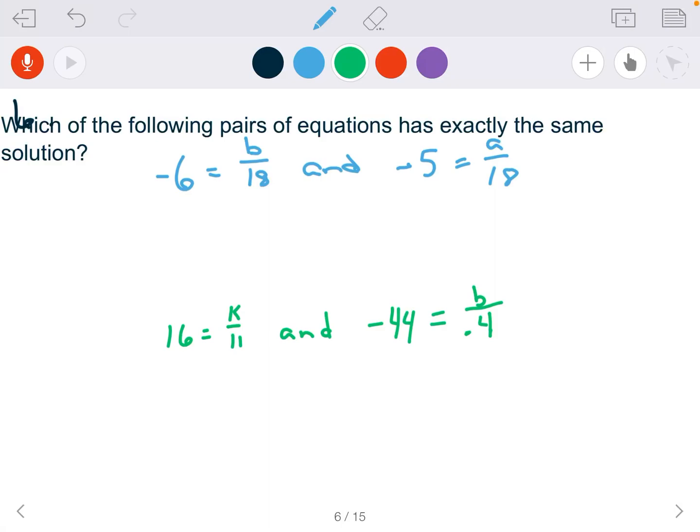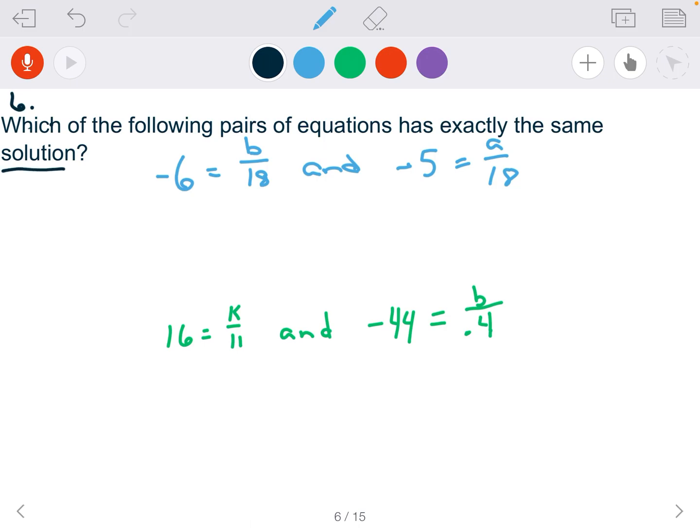Hey, Miss Gideon here. I'm going to continue on with the review for the Unit 7 test. So this is problem number 6. It's an example that's almost exactly like what you see. So let's begin. Which of the following pairs of equations has exactly the same solution?